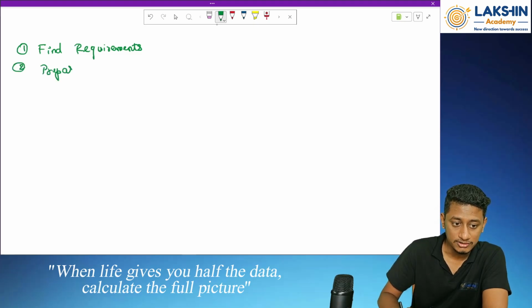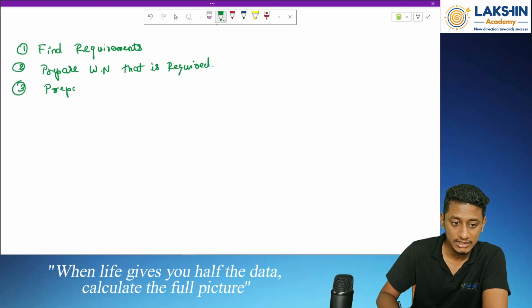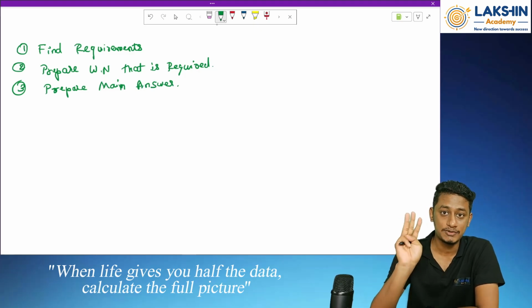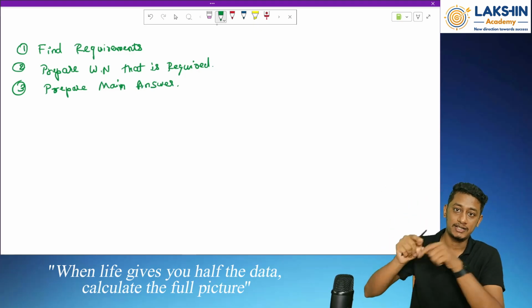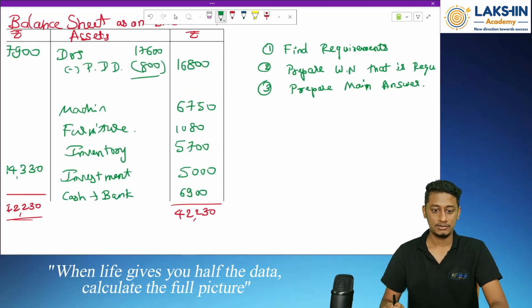Prepare the working notes that are required. Depending on the requirements, prepare the working notes. After that, prepare or write down the main answer. What do I mean by main answer? What is expected from you in the question? Clear? These are the basic 3 steps you need to follow. So everything will link. Everything will be interlinked. So remember this. Clear? Yes. So we'll move on to the next question.